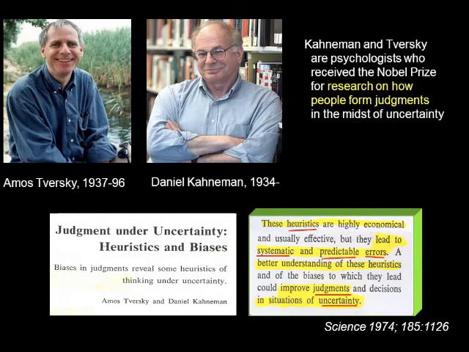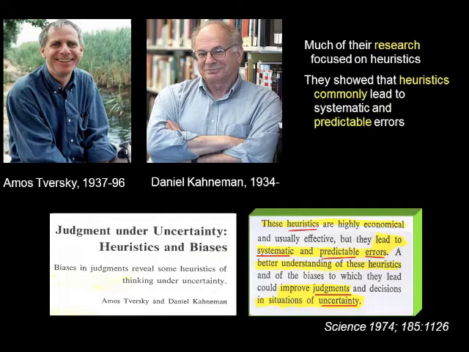Kahneman and Tversky are two psychologists who received the Nobel Prize for their research on how people form judgments in the midst of uncertainty. Much of their research focused on heuristics, and they found that heuristics, or rules of thumb, commonly lead to systematic and predictable errors.